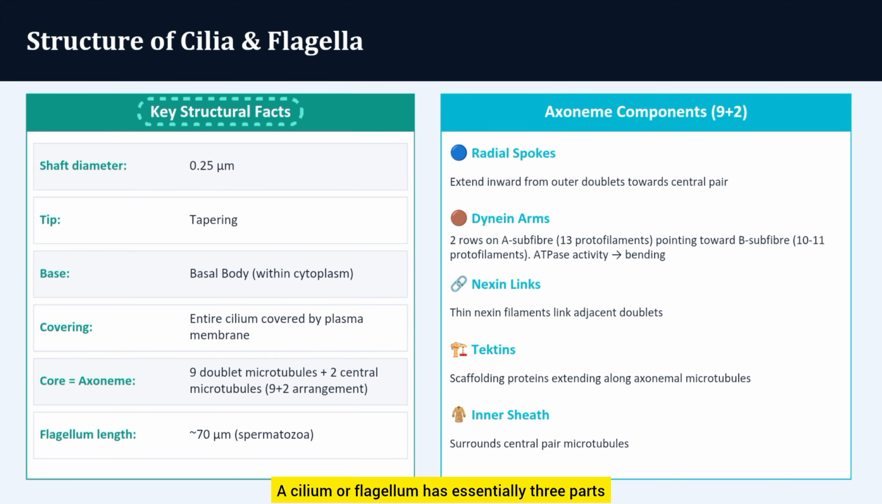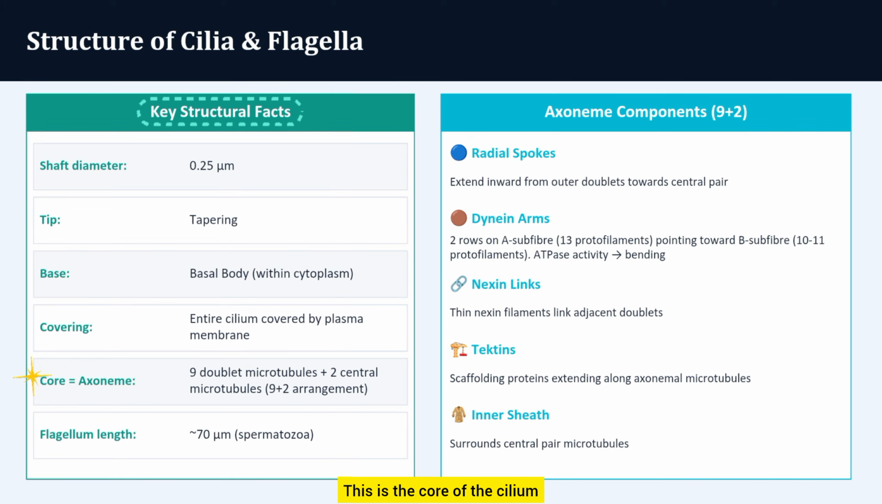A cilium or flagellum has essentially three parts. 1. The shaft, which is 0.25 micrometers in diameter. 2. The tapering tip at the top. And 3. The basal body, at the bottom within the cell's cytoplasm. One important point, the entire structure of a cilium is covered by the plasma membrane, except at the junction at the base. Now the most important part, the axoneme.